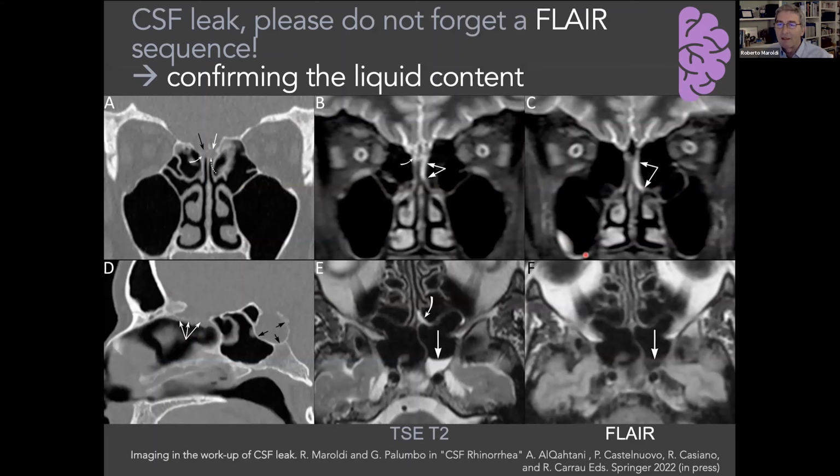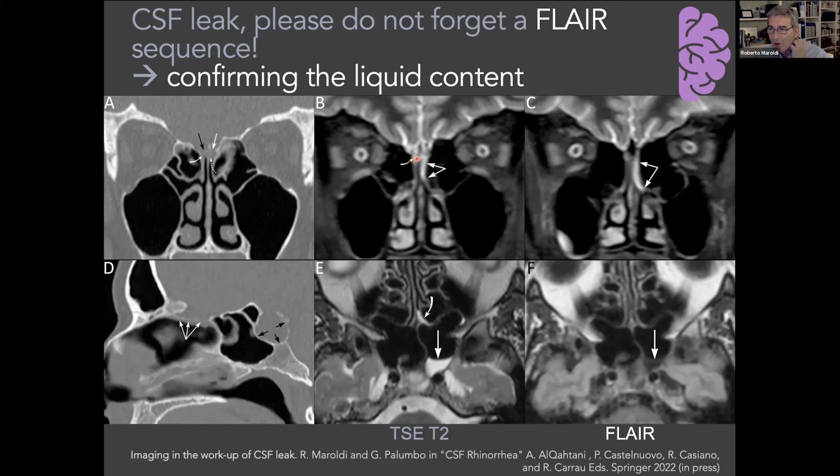Therefore, my last slide will be dedicated to the integration of MRI and CT. In this case, you can easily understand that we are dealing with intracranial idiopathic hypertension with remodeling of the sella turcica and resorption of the anterior cranial fossa floor that is detected also on the coronal plane on CT. No bone is detected on the left side.